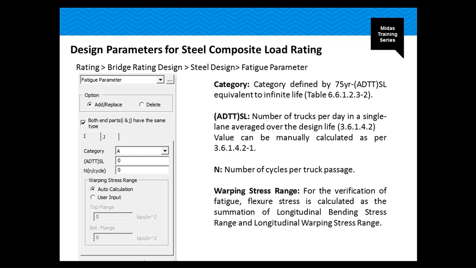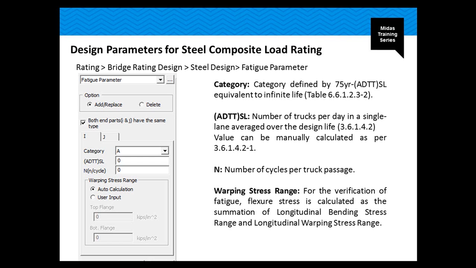The category is defined by 75 years ADT TSL, equivalent to infinite life. Then you have the ADT TSL number, which is the number of trucks per day in a single lane average over the design life. You can manually calculate it as per the code, which has certain standards. You have the N, which is the number of cycles per truck that passes through, and then you have the warping stress range, which is used for the verification of fatigue.